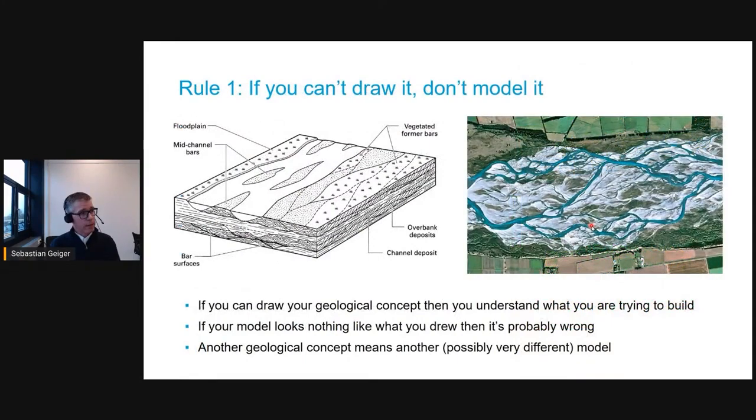So what can we do better? The first rule is, if you can't draw it, don't model it. So what you see here is a map view of a fluvial system and a geological sketch of the fluvial system. If you can't draw the geological concept that's present in your reservoir, then you probably don't understand what you're trying to build. So if the model that you're building looks nothing like what you drew, then your model is probably wrong. And if you have a different geological concept, so some different meandering system for your fluvial channels, a different geological concept, that also means you need to build a very different model that you just need to sketch first.